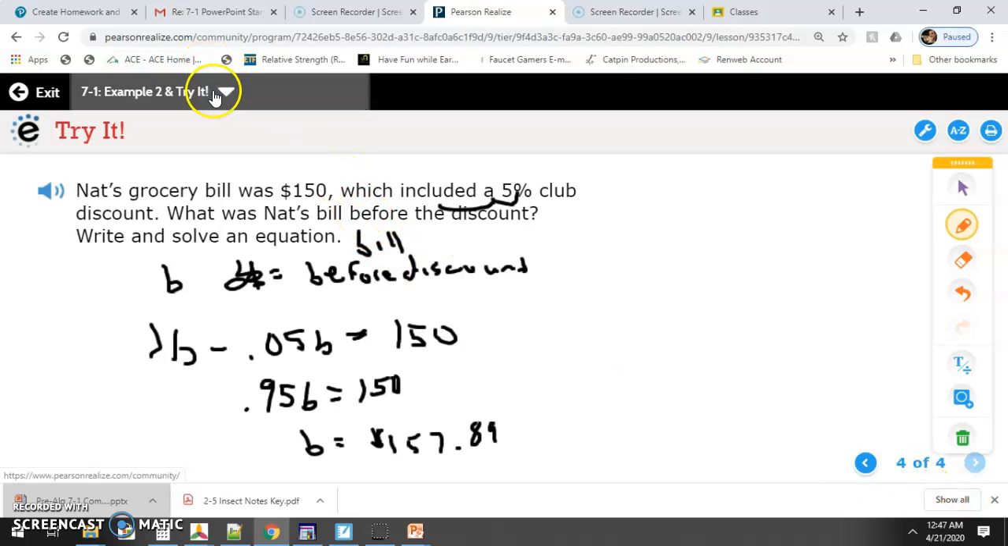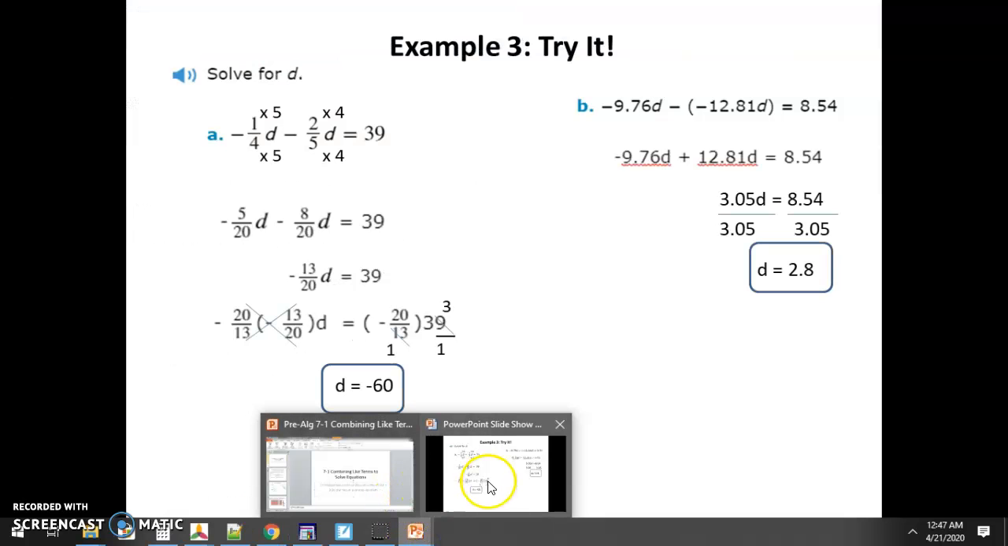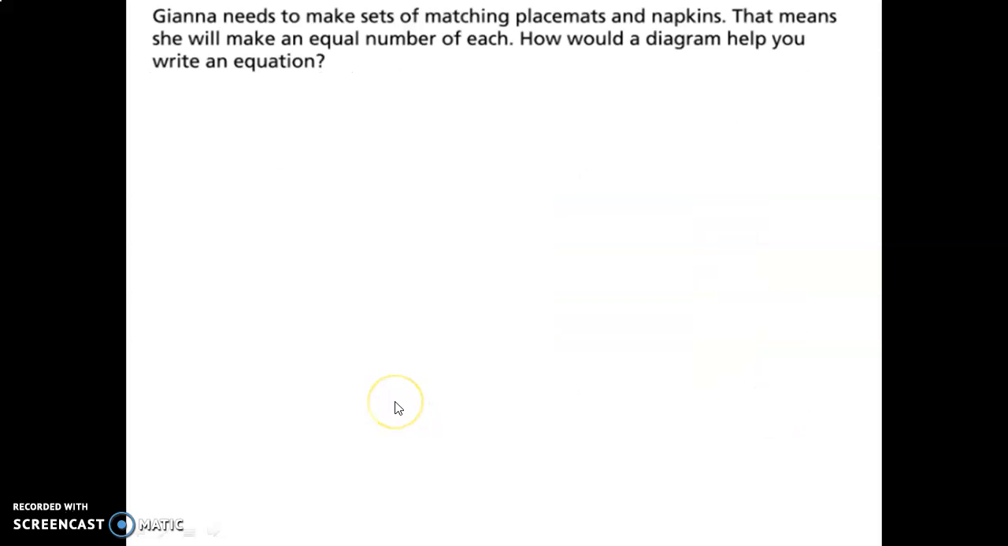All right, let's go back and look at example number 1. So back to the PowerPoint. Here's example 1, which you can actually read in the book too. Gina has 36 yards of fabric to make matching sets of placemats and napkins. So they have to come in pairs, placemat with napkin. It takes 1 1/3 yards to make a placemat, 1/6 yard to make a napkin. How many matching sets can she make? Our variable is going to be how many matching sets, so you might want to use M for matching sets.